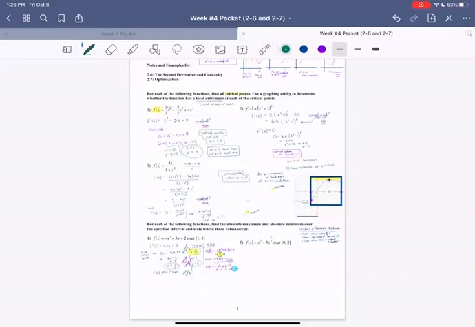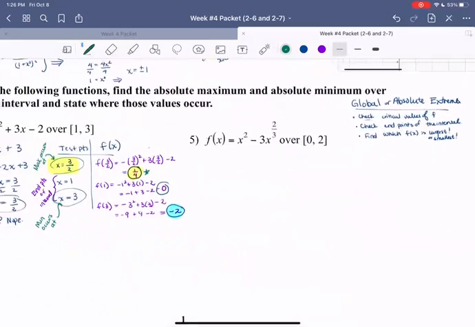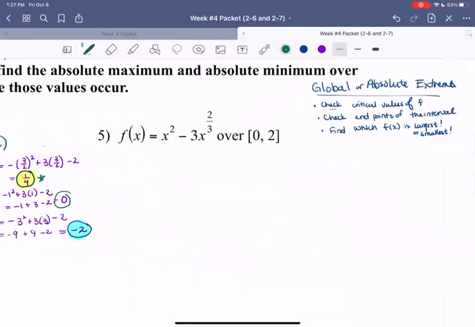In this video, we're going to continue looking for global or absolute extreme values. So let's look at this last example, number 5. In order to find those global or absolute extrema, we need to find the critical points and the endpoints. So let's start by finding those critical points. To do that, we need to compute the derivative of f of x.